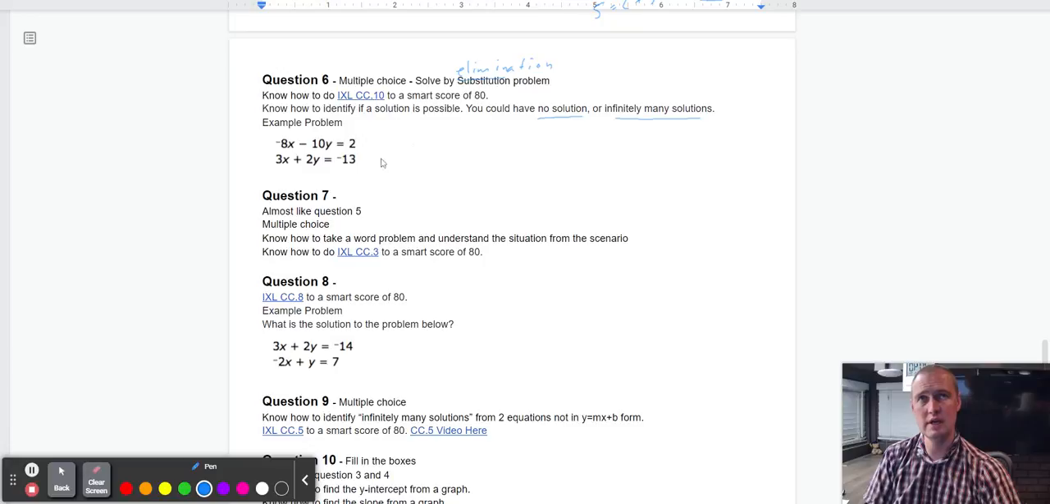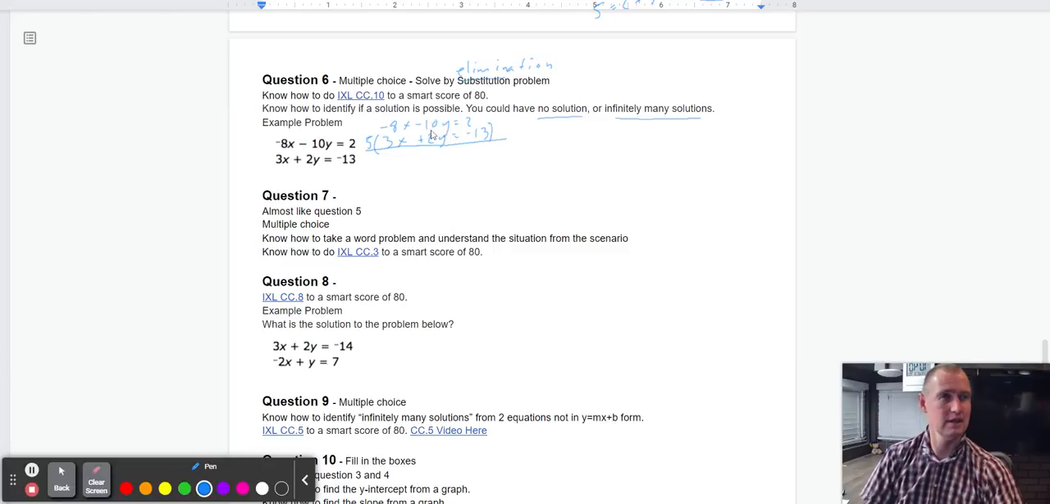All right, so here's how elimination works. So we have negative 8x minus 10y equals 2, and we have 3x plus 2y equals negative 13. So the way elimination works is what you want to do is either add or subtract something to make one of the variables go away. Now notice that 10 and 2 could work nicely together. So for an example, what would happen if I take the whole bottom row and multiply by 5? It'd be 5 times 2 to give you 10, and check that out. Positive 10 minus 10 would make the y's go away.